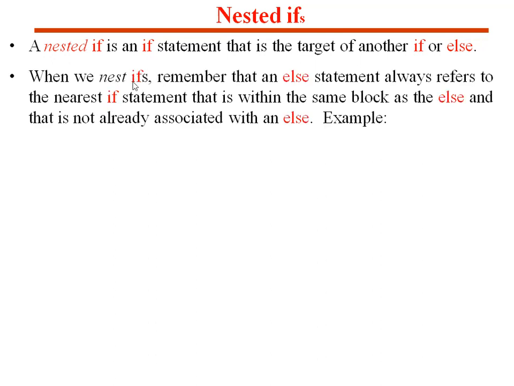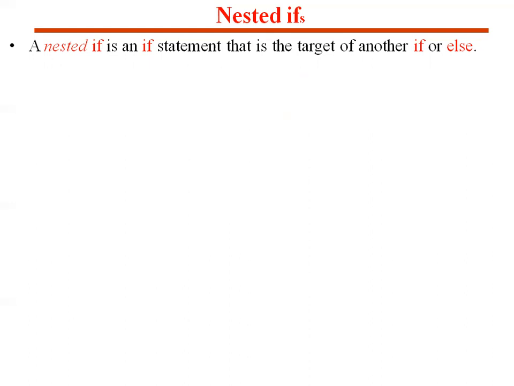So when we nest if statements, one thing we should remember: an else statement always refers to the nearest if statement. Generally we make a mistake here. Our understanding will be one way, but the execution of if statements and else statements is another way. Then we get wrong outputs. That's why if we understand this point very carefully, then we can write the correct logic here.